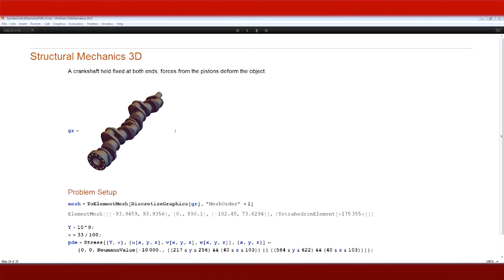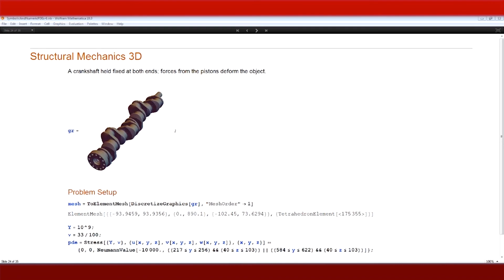The problem setup. We first use DiscretizeGraphics to convert the graphics into something that ToElementMesh then can generate an element mesh from. The mesh order is set to 1, and this says that the approximation is first order accurate. This generates a mesh of 175,000 tetrahedra. You don't have to use ToElementMesh to generate the mesh, but you can. And in this case, I've just done this to illustrate to you that it's possible to do it.